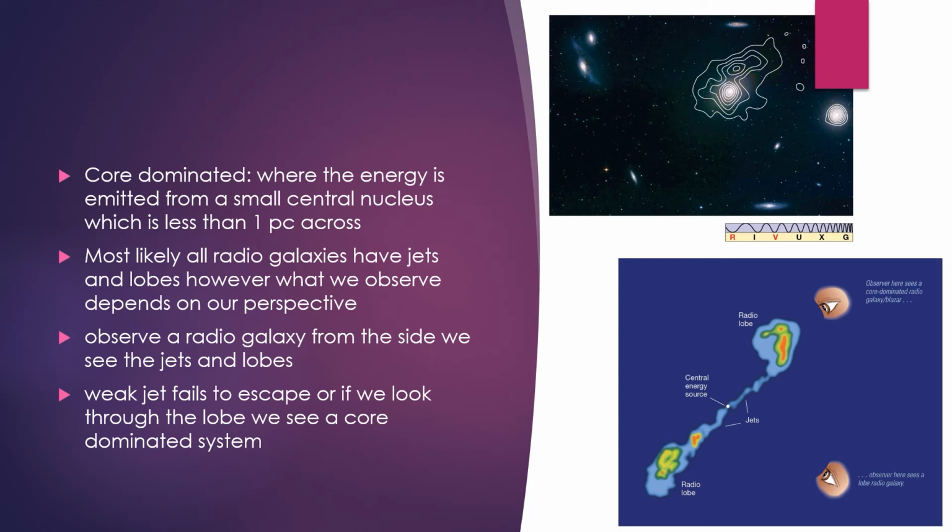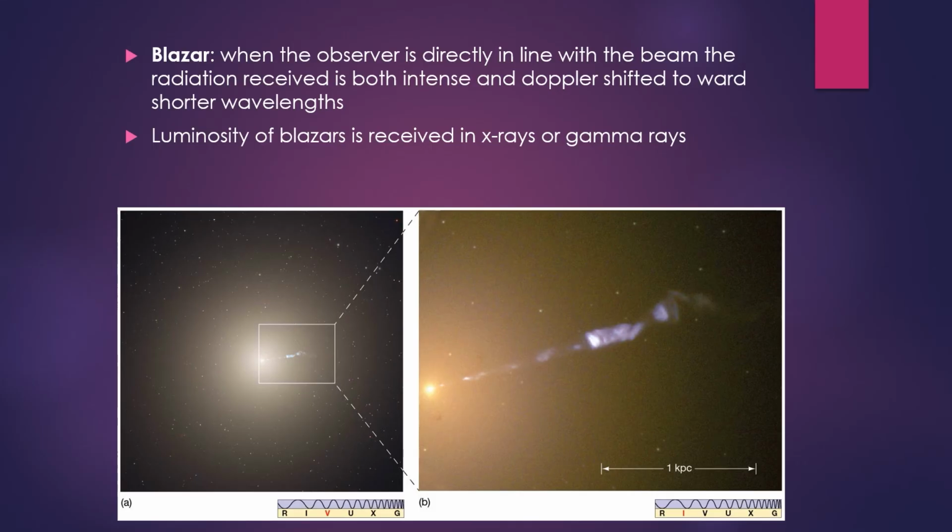When we observe a radio galaxy from the side, we see the jets and lobes. However, if a weak jet fails to escape, or if we view it head-on, looking through the lobe, we see a core-dominated system. Location, location, location. Perspective is everything. Our precise location in relation to the jet can also create a different view. It affects the type of wavelength we will actually be able to observe.